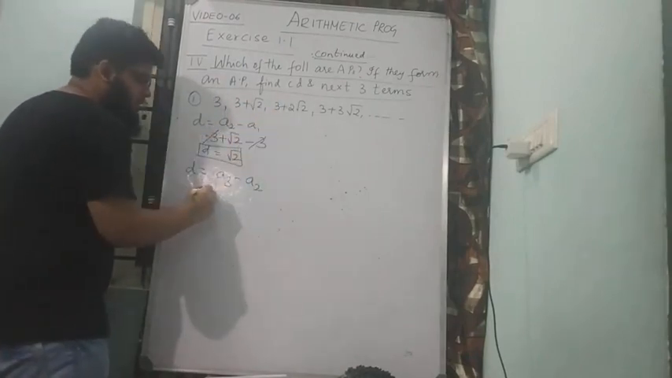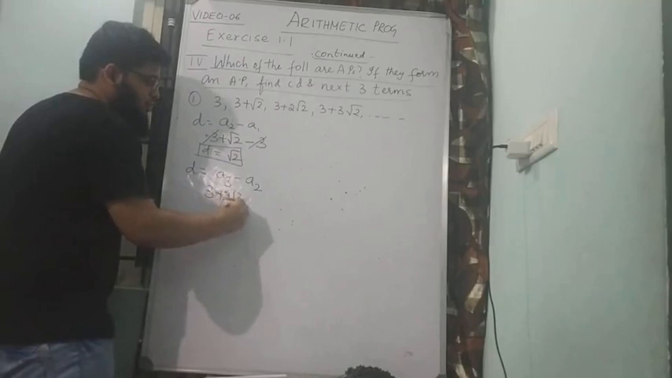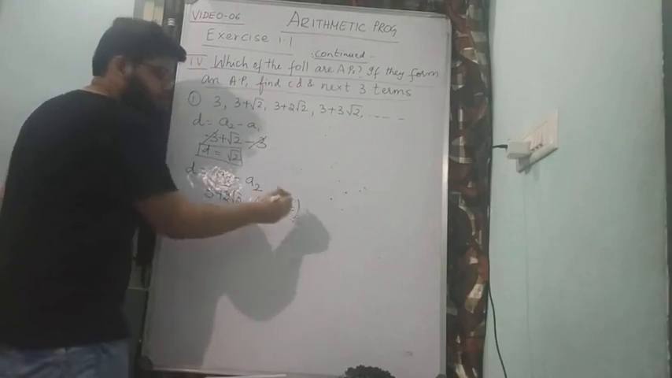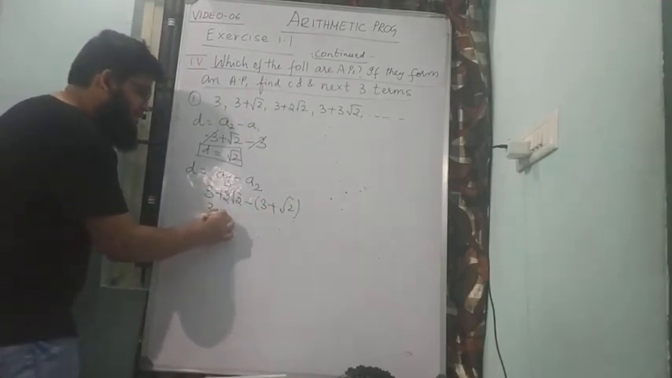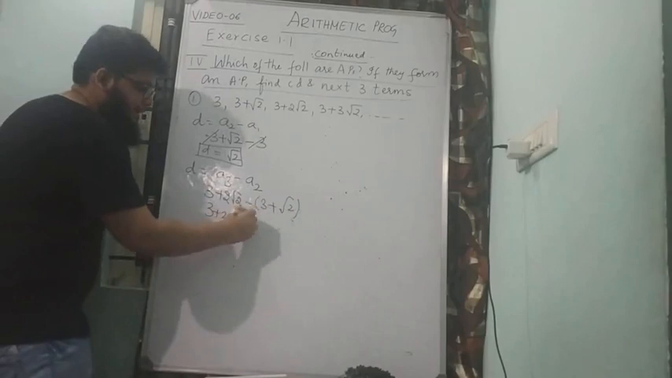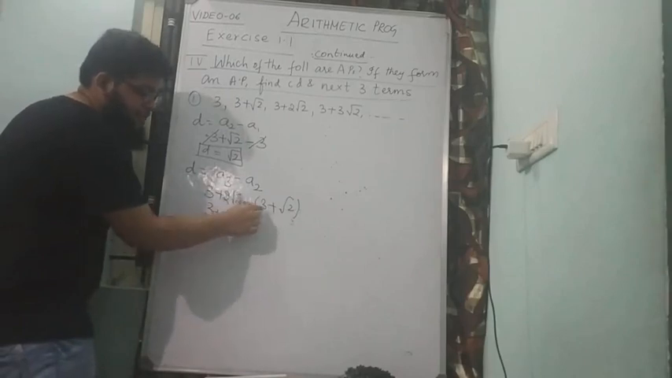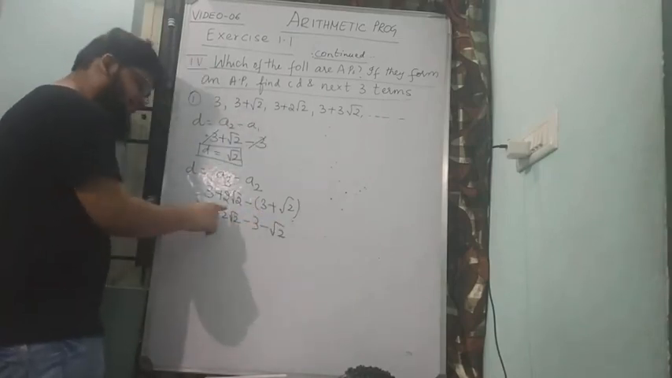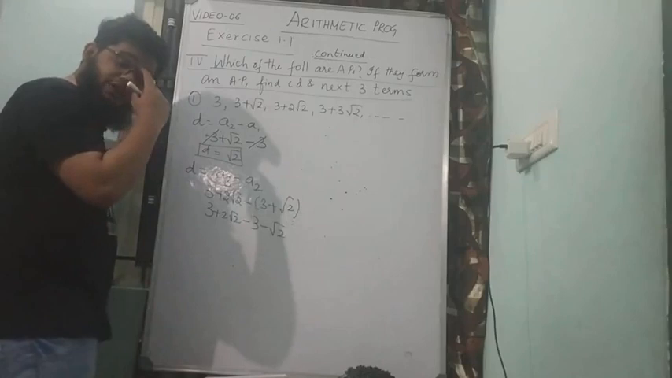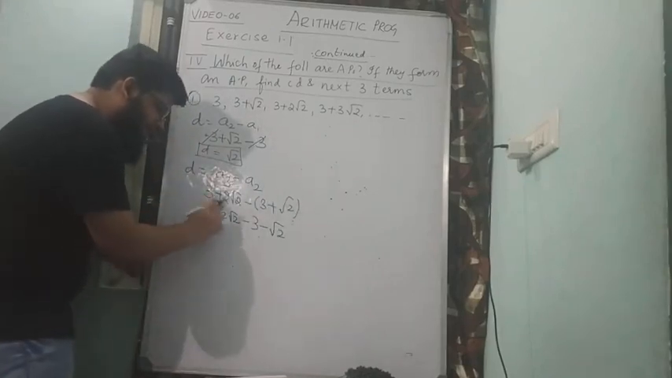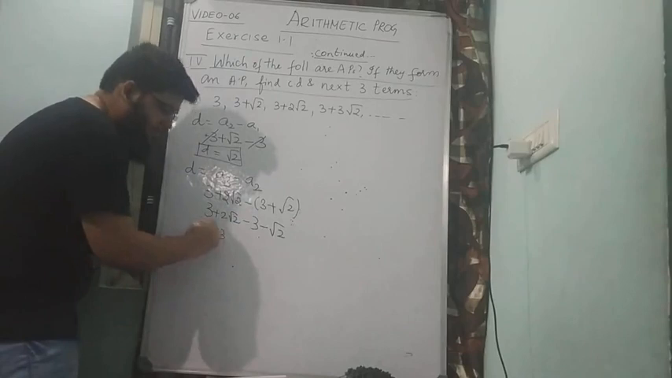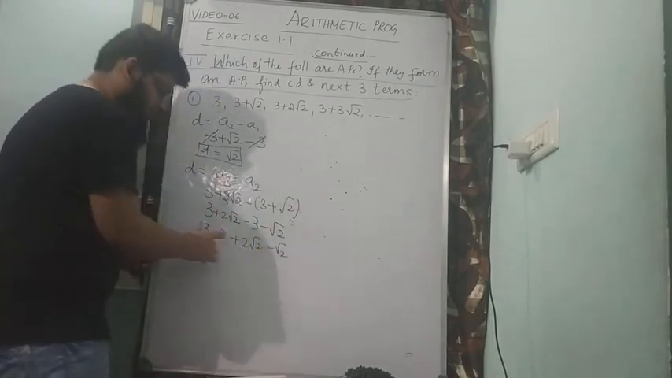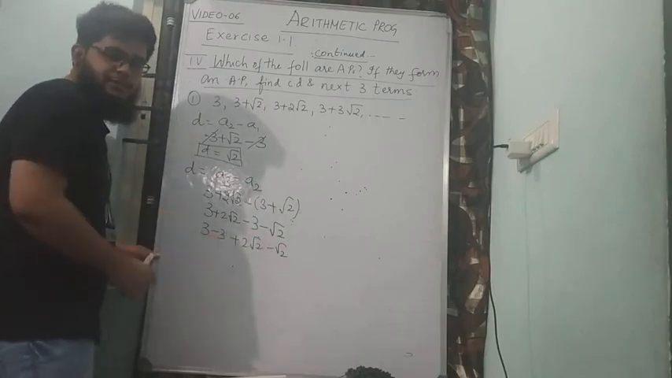Third term is 3 plus 2 root 2, minus the second term, which is 3 plus root 2. So 3 plus 2 root 2 minus 3, and you have to multiply this minus with plus now. Minus into plus will be minus root 2. If this is confusing to you, to cancel it directly, you can make groups. You can write 3 and minus 3 together, then plus 2 root 2 and minus root 2 together. So this and this becomes a pair. It will be easier for you to understand.